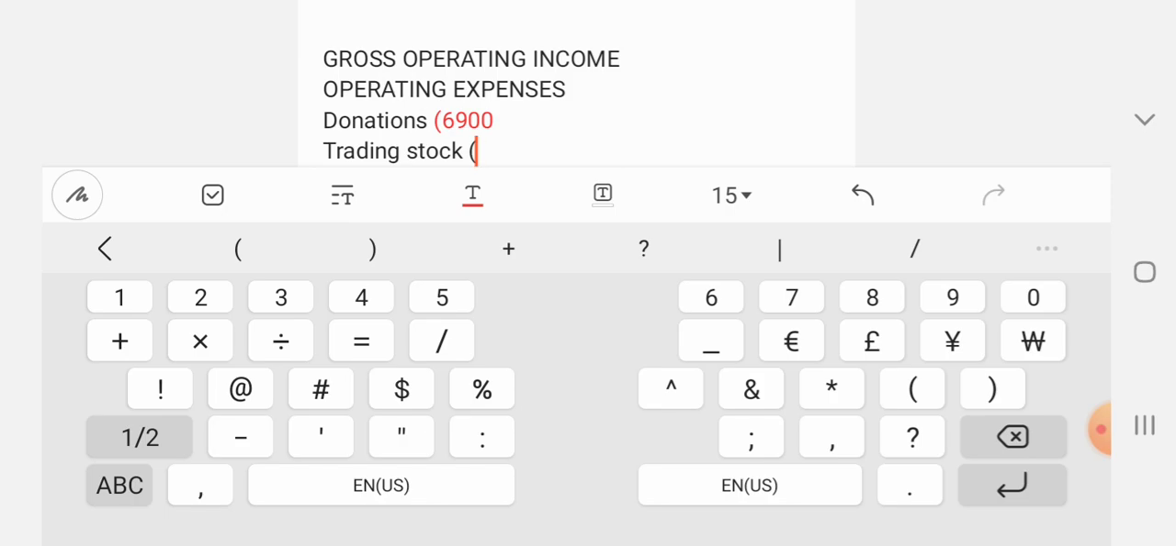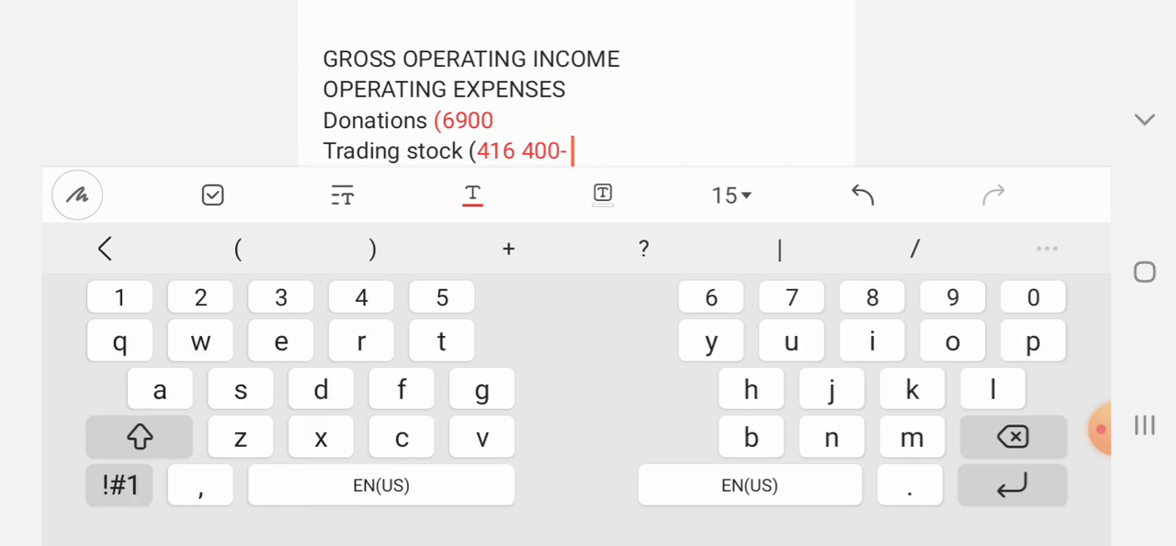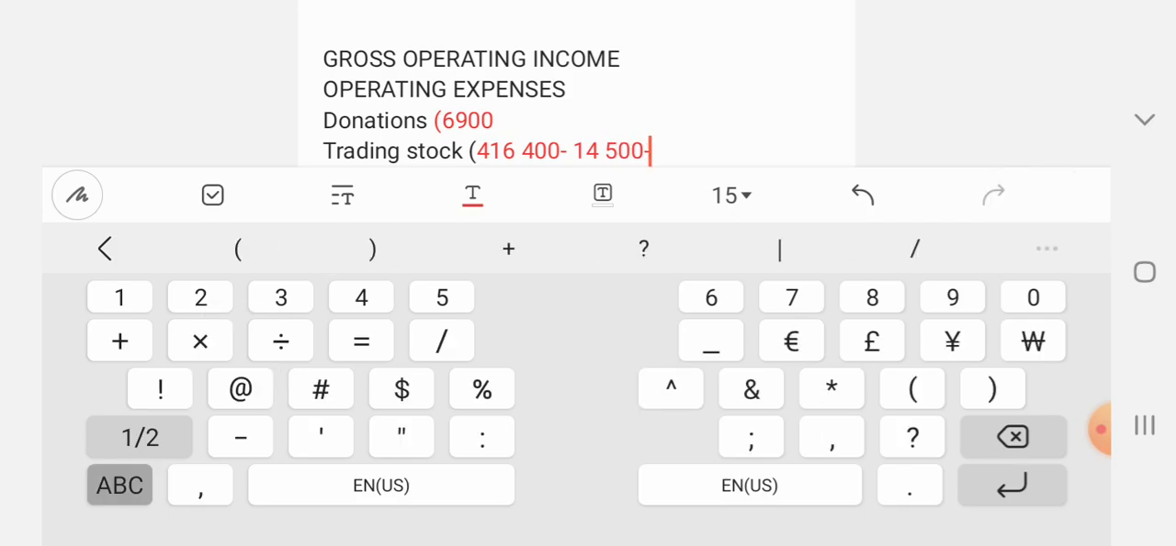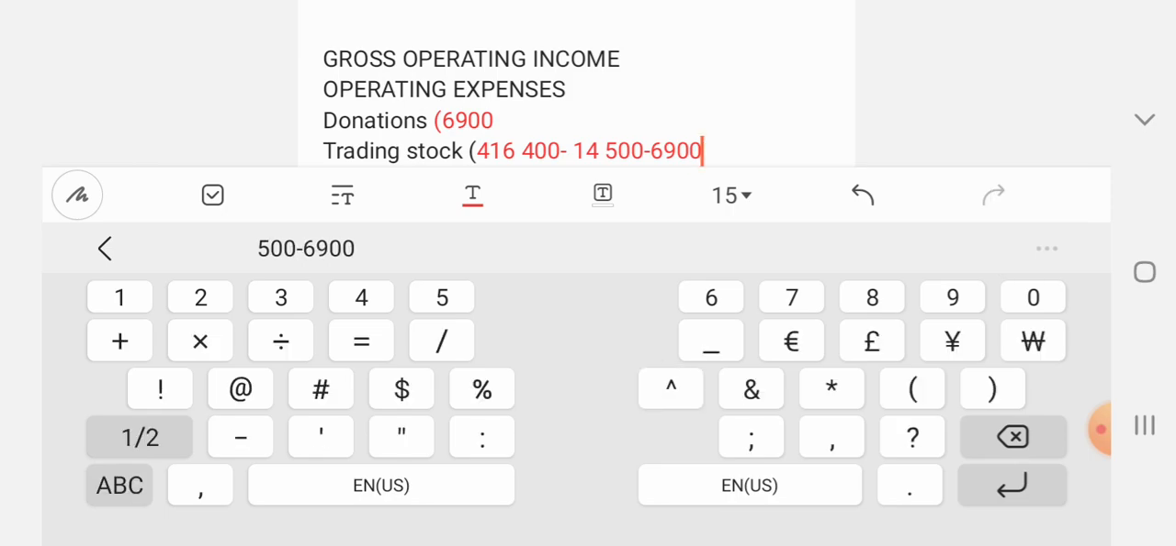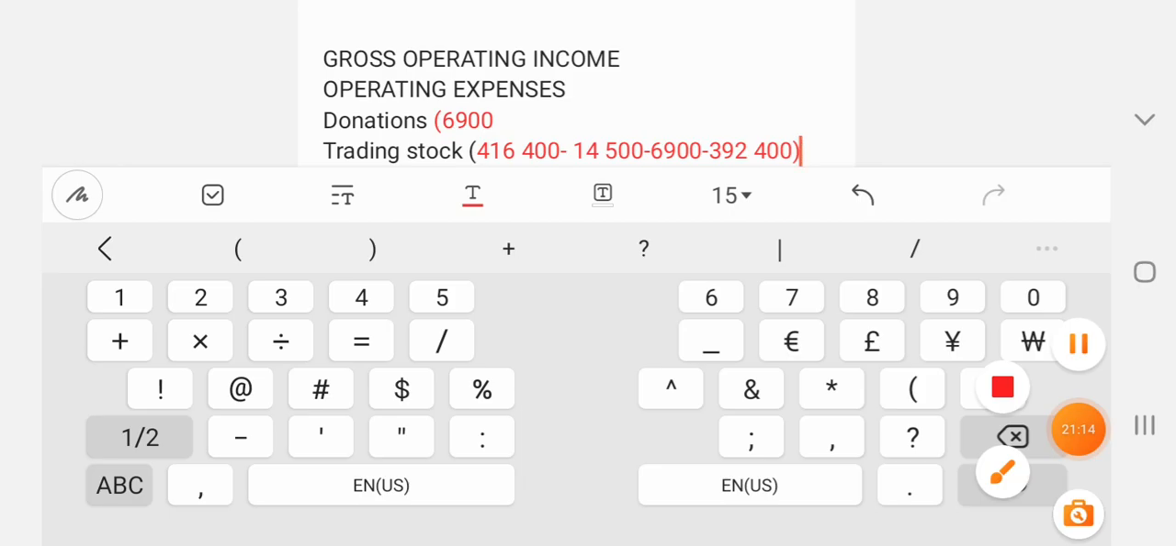It is 416,400 minus 14,500 minus 6,900 rand minus 392,400 rand. Yes, that is how you do it.